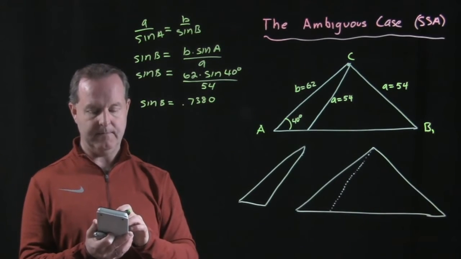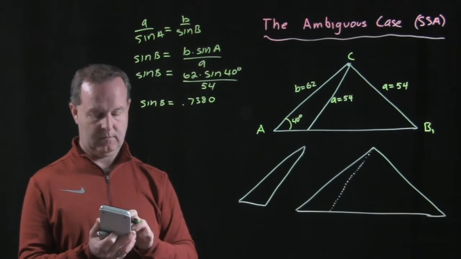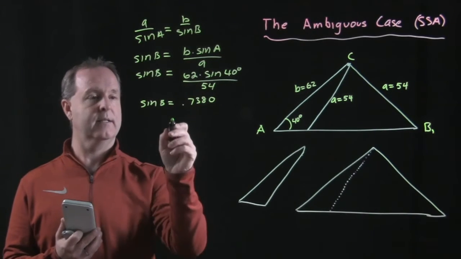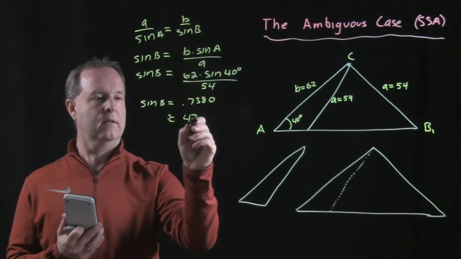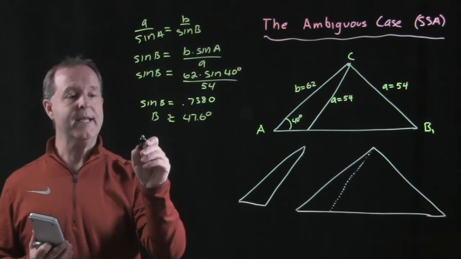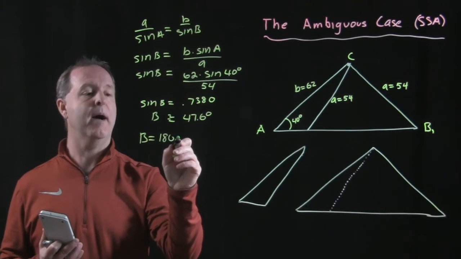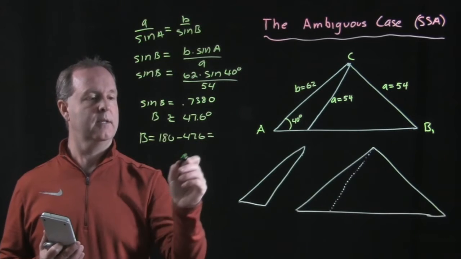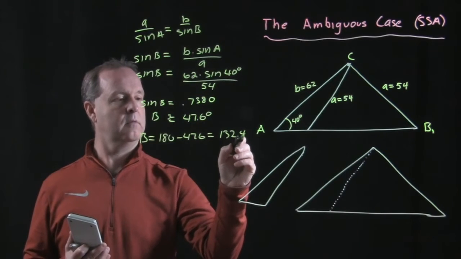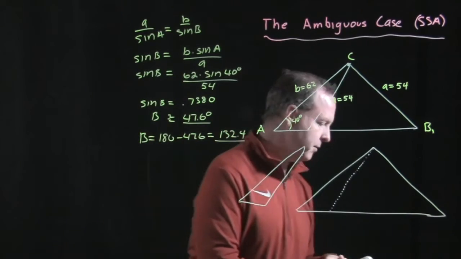So let's take the inverse of sine. And so 47.5, 47.6. So B can equal 47.6, or B can also equal the sine that shows up in the second quadrant, which is 180 minus 47.6, which equals 132.4. So those are two possible values that I have available to me.